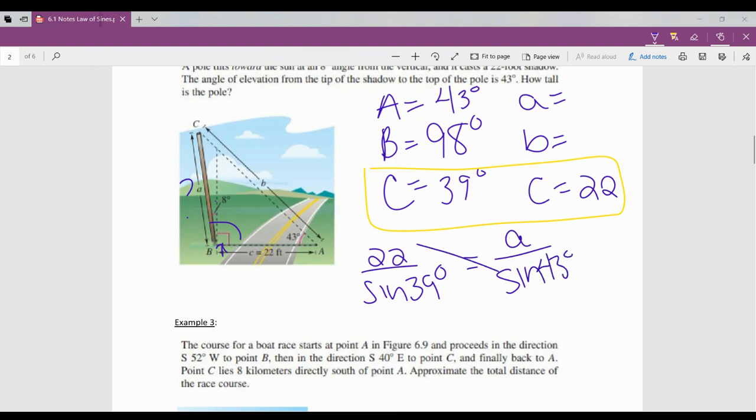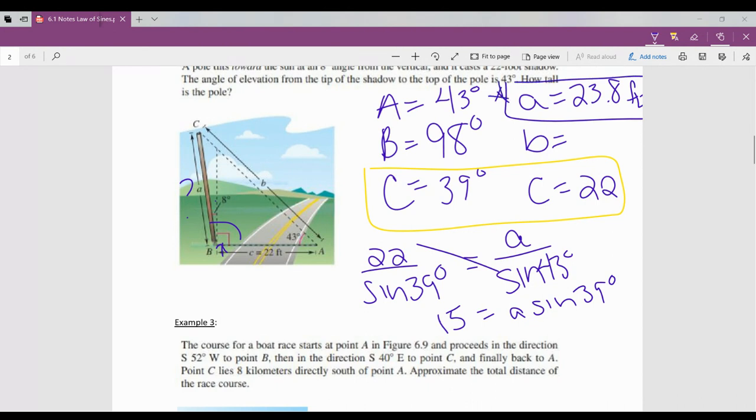So I'm going to cross multiply. We get 22 sine of 43, which is 15, equals A sine of 39 degrees. Then I divide by sine of 39, so A is 23.8 feet. And remember, when answering this, we want to make sure we include units. This is what the question was asking for, so I don't actually have to solve for B in this case.